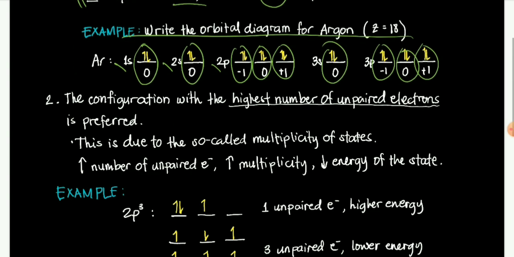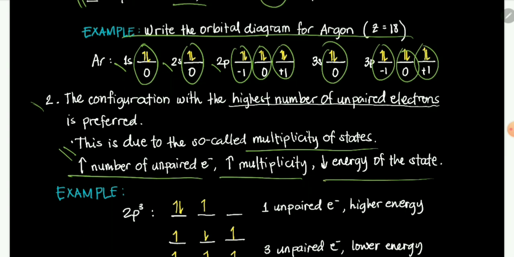So, for the second one, the configuration with the highest number of unpaired electrons is preferred. Ito yung sa mga partially filled subshells. Okay? So, this is due to the so-called multiplicity of states. So, sinasabi nito na kapag mas mataas yung number of unpaired electron for a partially filled orbital subshell, mas mataas yung multiplicity, therefore, mas mababa yung energy ng state. So, pinaprefer ng ating atom na mababa lang yung mga energies. Kasi pag mataas ang energies, mas unstable siya.